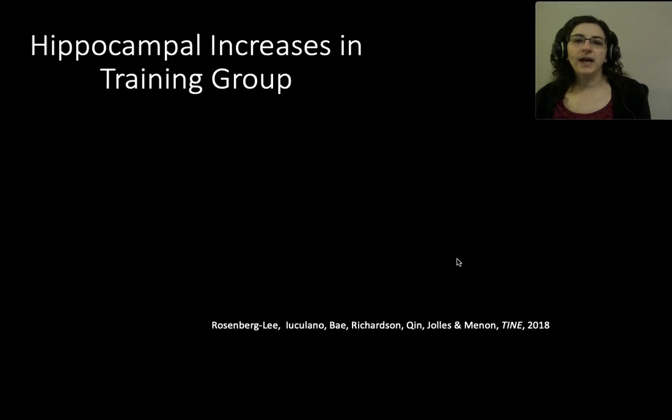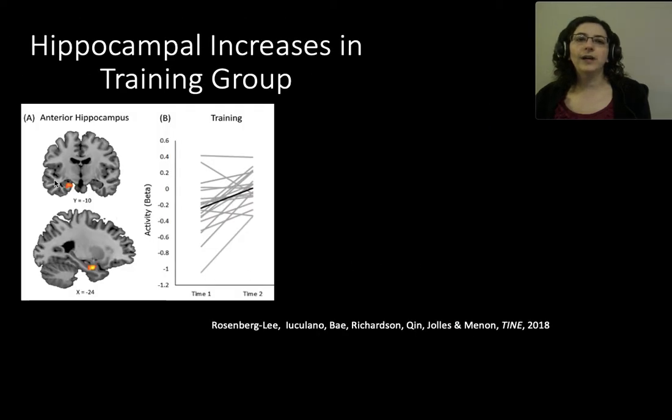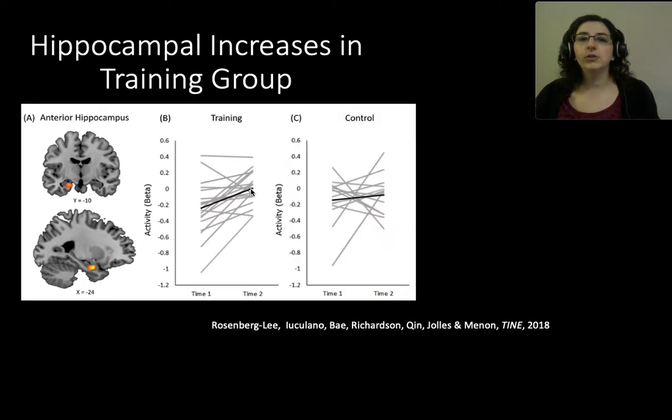What we found was that over the whole brain, again, the only area that came up was this anterior hippocampus. That means to the front of the brain. This is cut through the same way you just saw, and this is cut through the brain this way. There was an increase in activity for almost everybody, and if we looked at the control group, there was no increase. So now we can say with some confidence that it was their educational experiences that led to this increase in hippocampal activity.